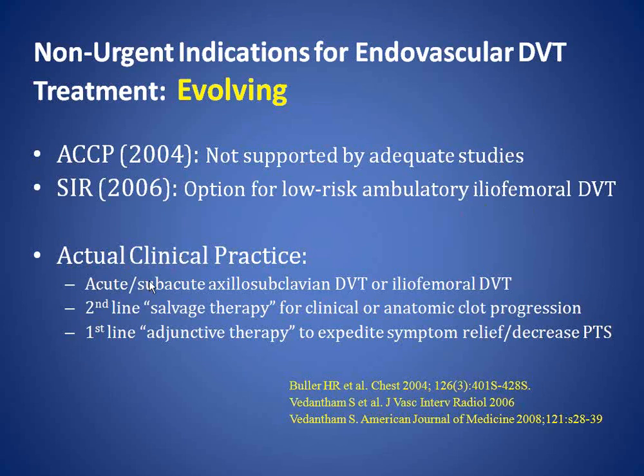Well, if somebody has an acute or subacute axillary subclavian or an arm DVT or a proximal leg DVT, those patients should be offered the therapy. The second line salvage, if they have clinical or anatomic clot progression. So if you put them on Coumadin and a week later they don't feel better, the swelling's getting worse, the clot is now in their pelvis, that's sort of a second line salvage therapy. First line is adjunctive therapy in addition to systemic anticoagulation to expedite symptom relief and decrease PTS.